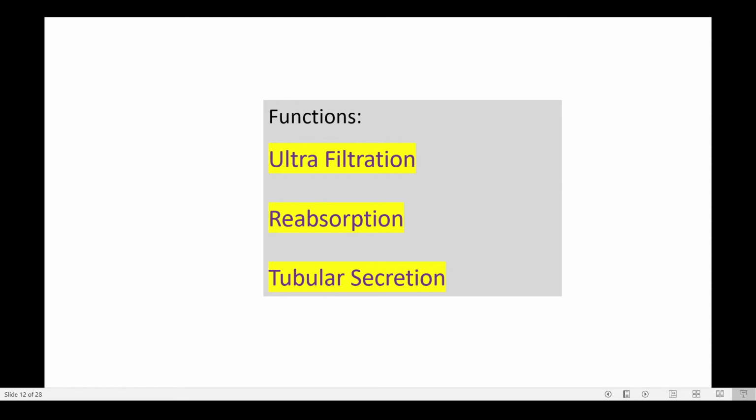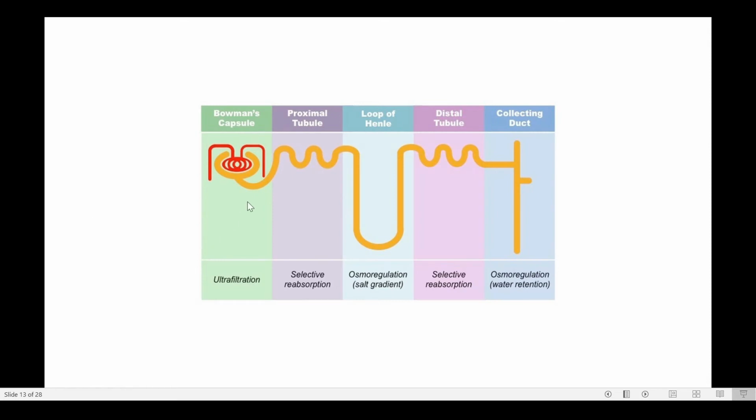Number two, reabsorption. And number three, tubular secretion. Here in this picture you can see that several functions of the nephron are taking place in various areas of the nephron. For example, the ultrafiltration taking place in Bowman's capsule. The selective reabsorption is taking place in the proximal tubule. The osmoregulation is happening in the loop of Henle. Selective reabsorption is happening in the distal tubule, and in the collecting duct the osmoregulation or the water retention is taking place.